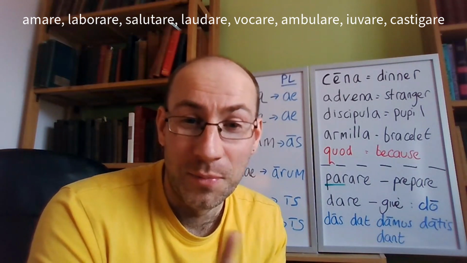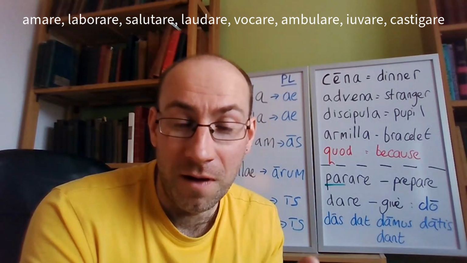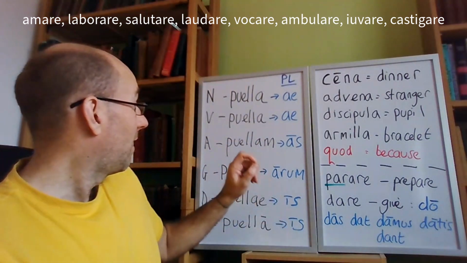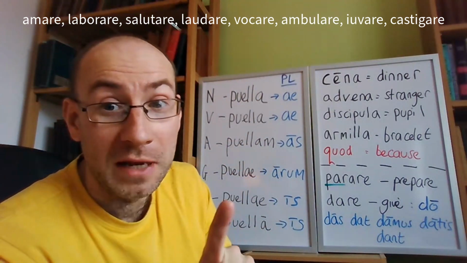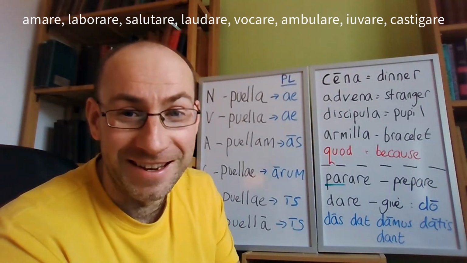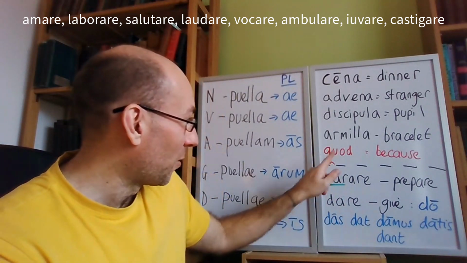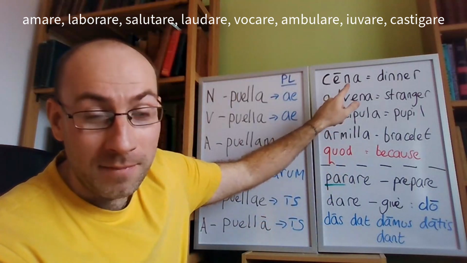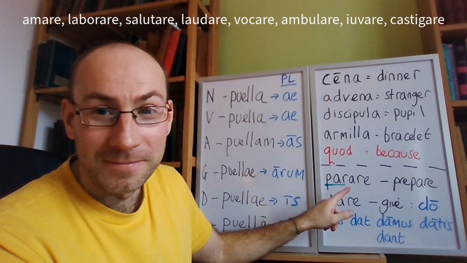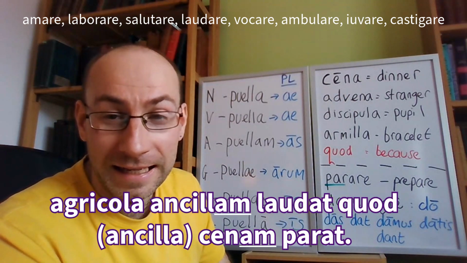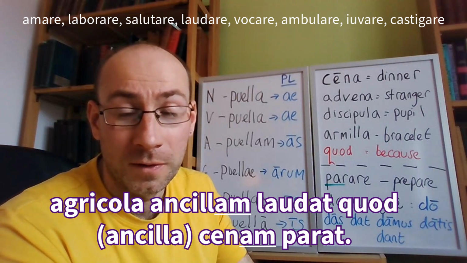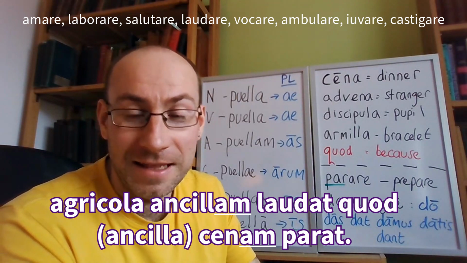What's the verb to praise? Laudare. Right. The farmer praises the slave girl. Agricola ancillam laudat. Because the slave girl prepares the dinner. Quod ancilla cenam, accusative, parat. Agricola ancillam laudat. Quod, because, quod. Ancilla cenam parat.